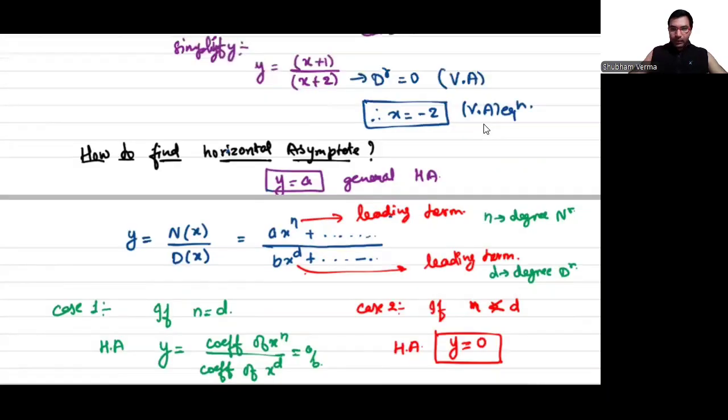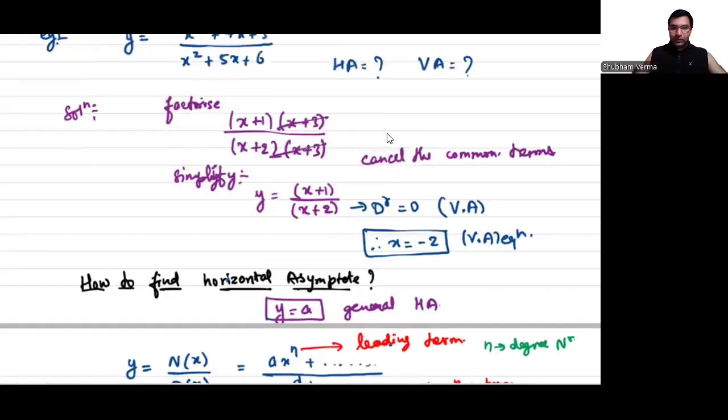Now coming back to our previous question, which was this: I have to find my horizontal asymptote for y equal to x plus 1 divided by x plus 2. Now what is the degree of this x plus 1? This is 1 and this is 1. So here I can clearly say that n is equal to d. So what is the coefficient of x? 1. Here also it is 1. So I should simply write it is 1 by 1, which is equal to 1. So y equal to 1 is my horizontal asymptote.